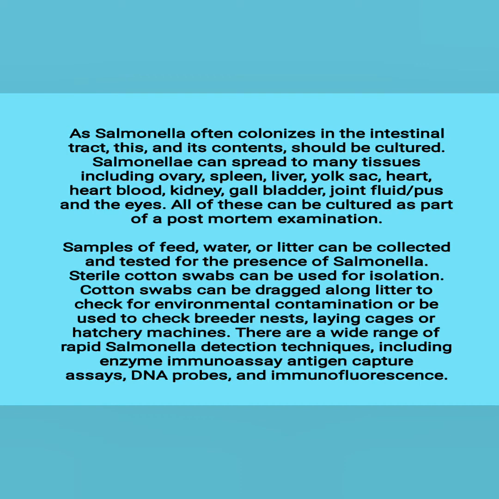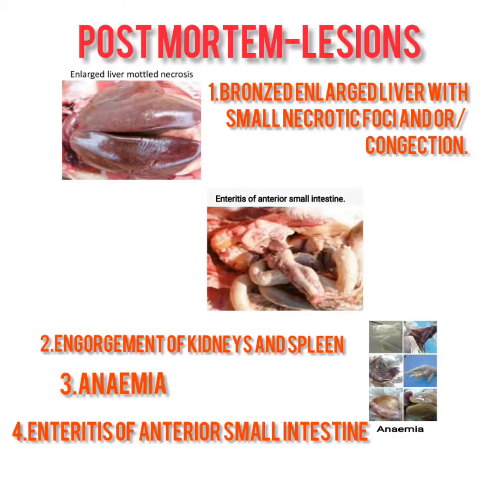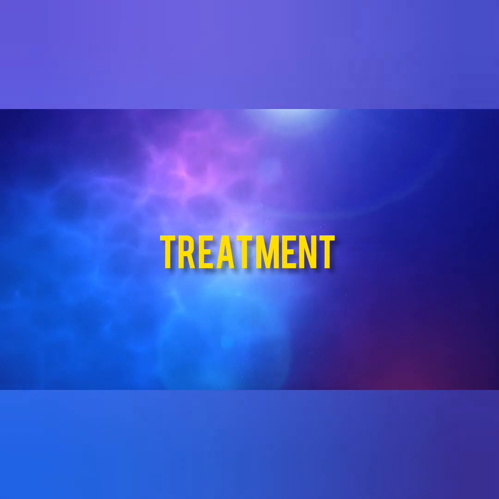There are a wide range of rapid Salmonella detection techniques, including enzyme immunoassay, antigen capture assays, DNA probes, and immunofluorescence. Signs: dejection, ruffled feathers, inappetence, thirst, yellow diarrhea, reluctance to move. Post-mortem lesions: bronzed enlarged liver with small necrotic foci, and/or congestion, engorgement of kidneys and spleen, anemia, enteritis of anterior small intestine.